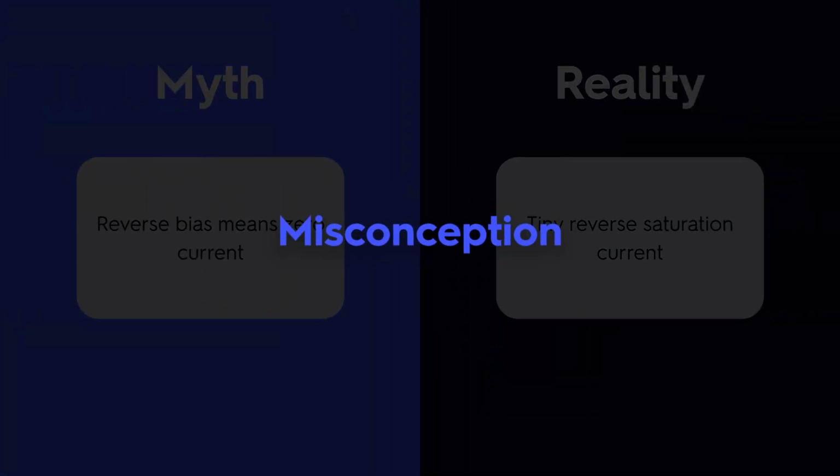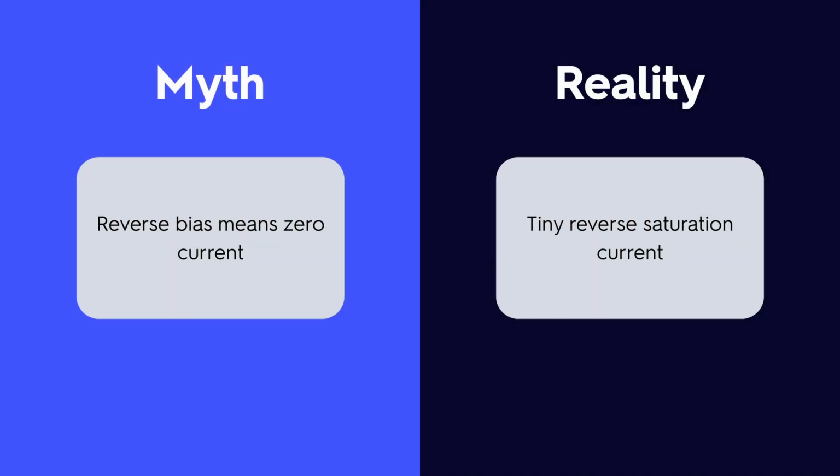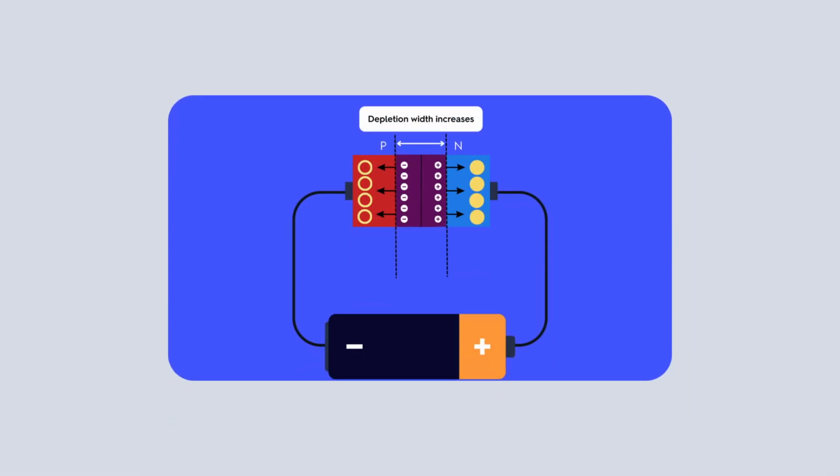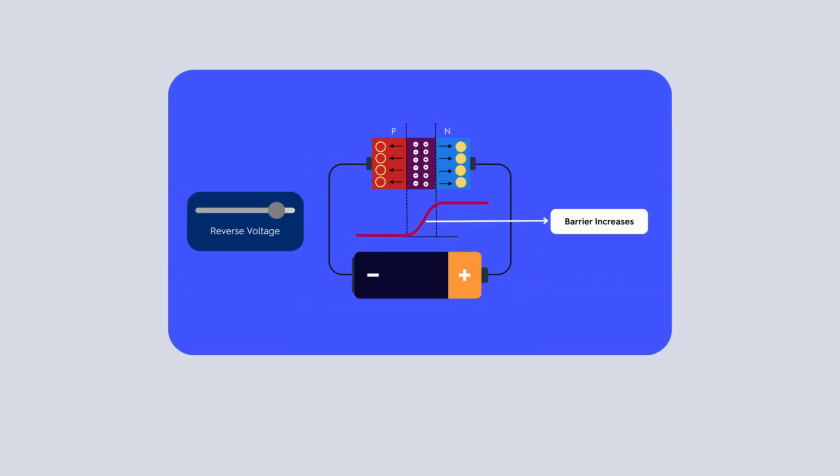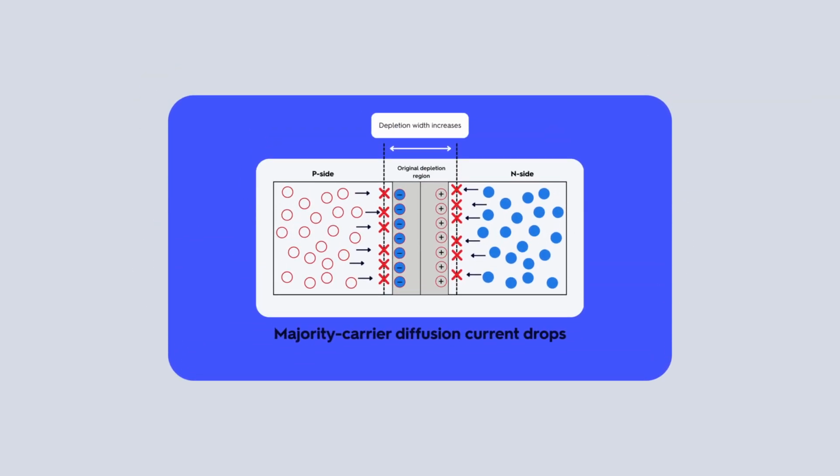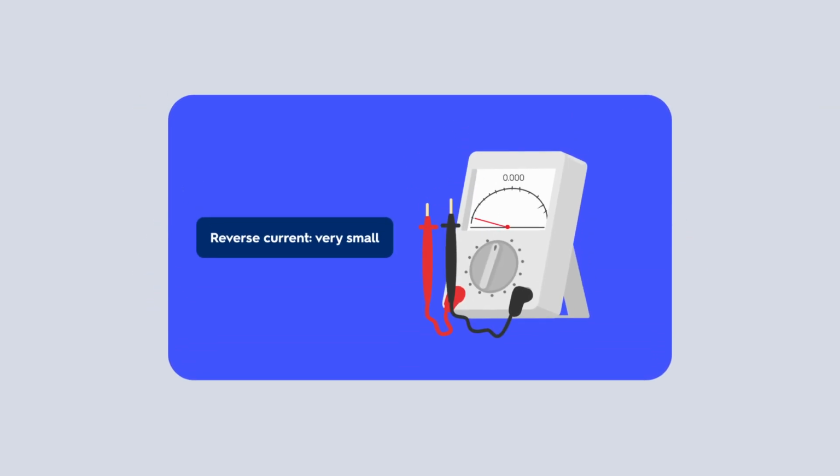A common misconception is that reverse bias means zero current. In reality, it's almost none. That tiny current is often called the reverse saturation current because it's mostly set by the supply of minority carriers, and it increases strongly with temperature, not by the reverse voltage, until something more dramatic happens. So far, reverse bias widens the depletion region and raises the barrier, so majority carrier diffusion nearly disappears. What's left is a tiny reverse saturation, or leakage, current dominated by minority carrier drift.